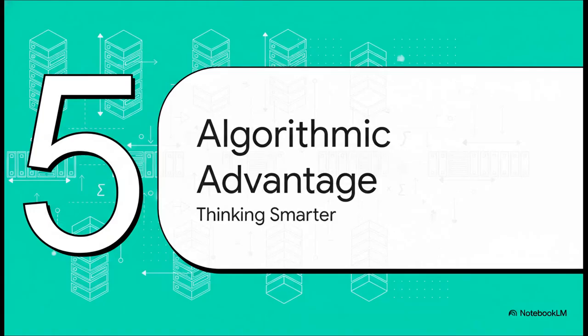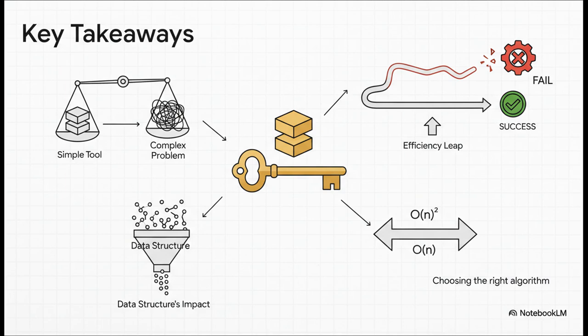Okay, so let's take a step back and look at the big picture. What did we really learn here today? Because this isn't just about stocks, and it's not even just about stacks. It's about something bigger, the incredible advantage you get from thinking algorithmically. So here are the big takeaways. First, a really simple tool, a simple data structure, can absolutely crack a complex problem. Second, the obvious way to solve something isn't always the best way. In fact, it's often the slowest. Third, how you organize your data has a direct, massive impact on performance. And finally, choosing the right algorithm, like going from n squared to n, isn't just a minor tweak. It's the difference between something that works in theory and something that works in the real world.